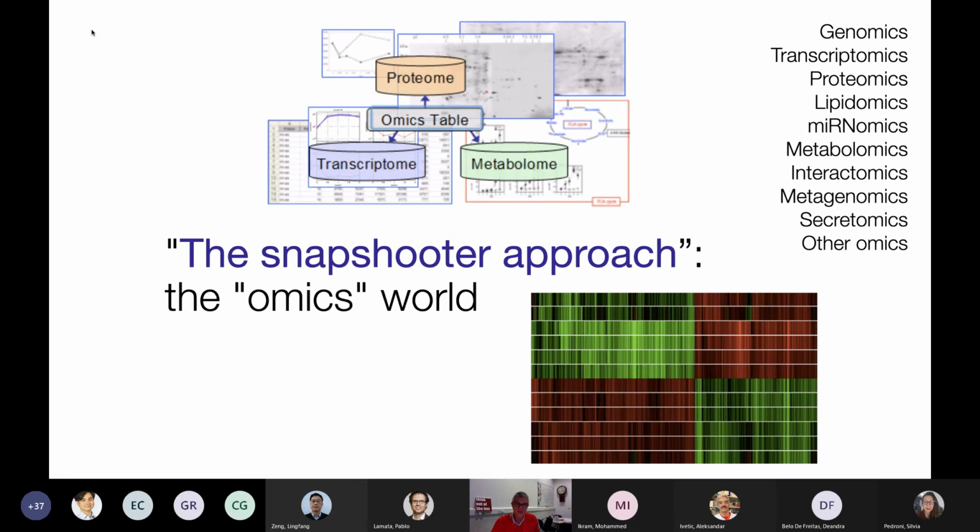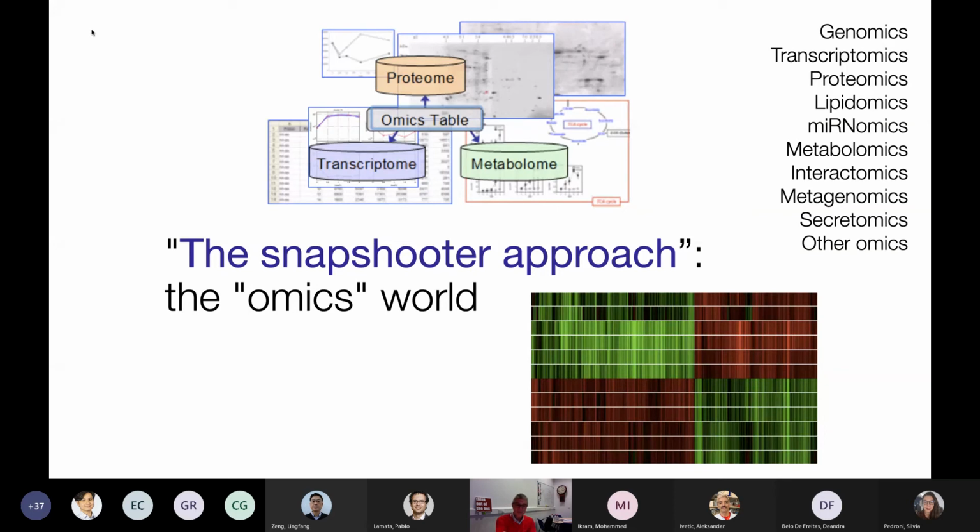I call it the snapshooter approach, or the photographer approach. So basically, you take a picture of what's going on, then you perturb the system, and you take another picture, and you see what are the changes. Typically, you have your cells, you do an RNA-seq profile, then you add the growth factor, you see which are the genes that have changed their expression levels.